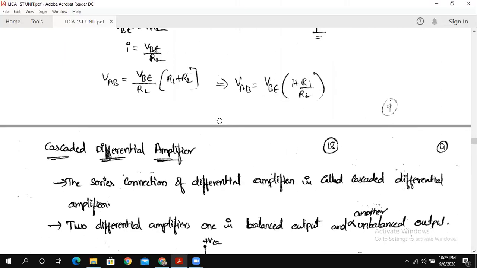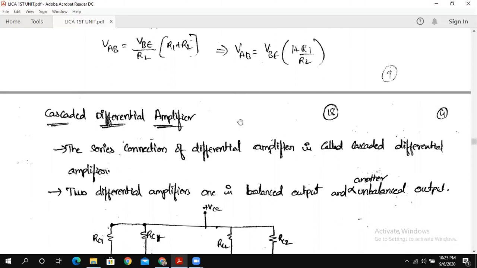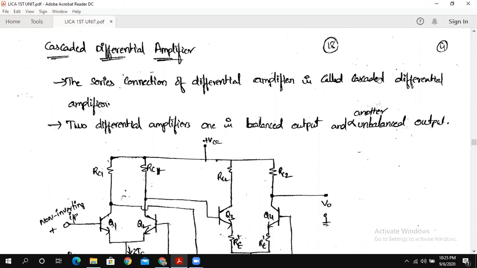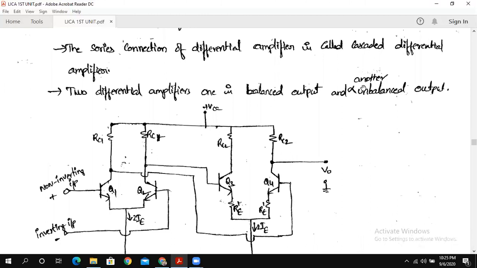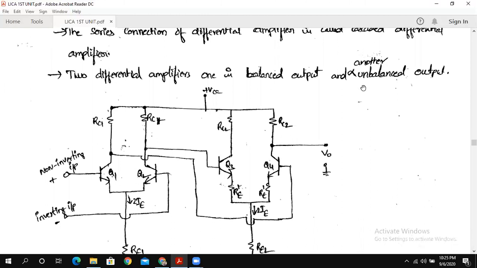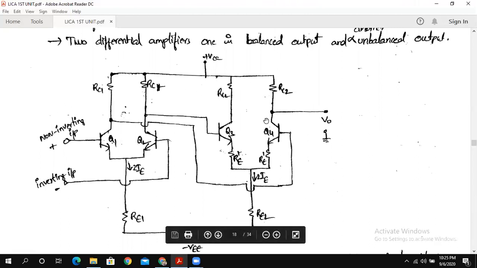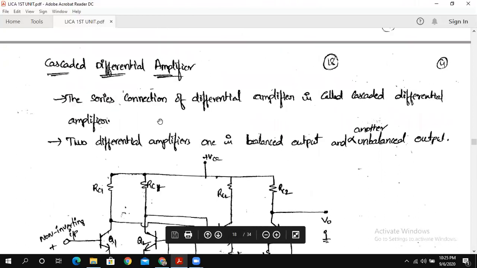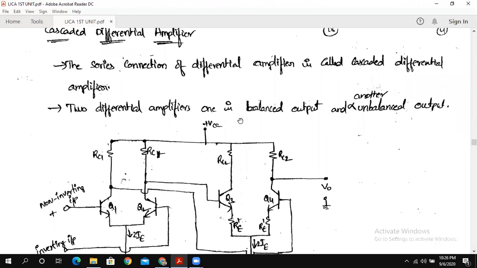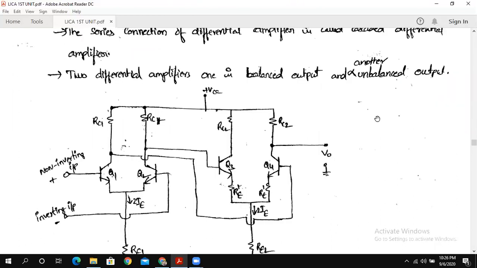So now we are going to discuss the cascaded differential amplifier. The series connection of differential amplifiers is called the cascaded differential amplifier. This is nothing but what we discussed in the first two sections of the operational amplifier, which are two differential amplifiers. How the two differential amplifiers combine in an operational amplifier, you can see in this circuit diagram. That is nothing but a cascaded differential amplifier. Cascaded means the series connection of differential amplifiers. So there are two differential amplifiers, one with a balanced output and another with an unbalanced output.